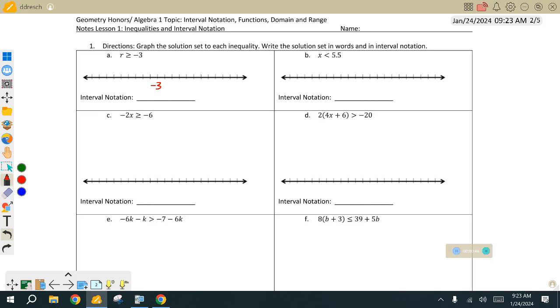So -3, to the left of it is negative what? 4, and to the right of it is -2. That's all I ask you. Okay. Now from there, what are we going to do with that -3? We're going to circle it, right? This is an inequality, so we're going to circle it. And what are we going to do with that circle? Well, remember, those circles either stay open or they close, right? Open or close?